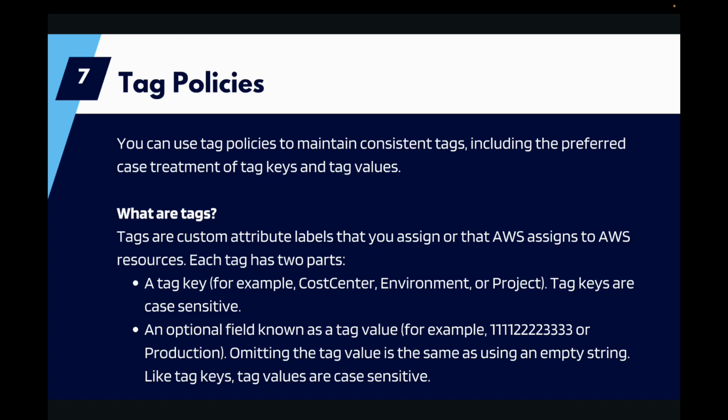So what are tags? First, let's understand what tags are. Tags are custom attribute labels that you assign, or that AWS assigns, to an AWS resource. Each tag has two parts, right? Your tag key: cost center, environment, project. Those are the tag keys, and they are case sensitive. And an optional field called tag value, which is whatever value you put. Omitting the tag value is the same as using an empty string. Like tag keys, tag values are case sensitive. So typically the best practice is to have a tag key and a tag value. Don't do just one, or just leave it with the tag key. So that's about tags in general, to identify resources properly.